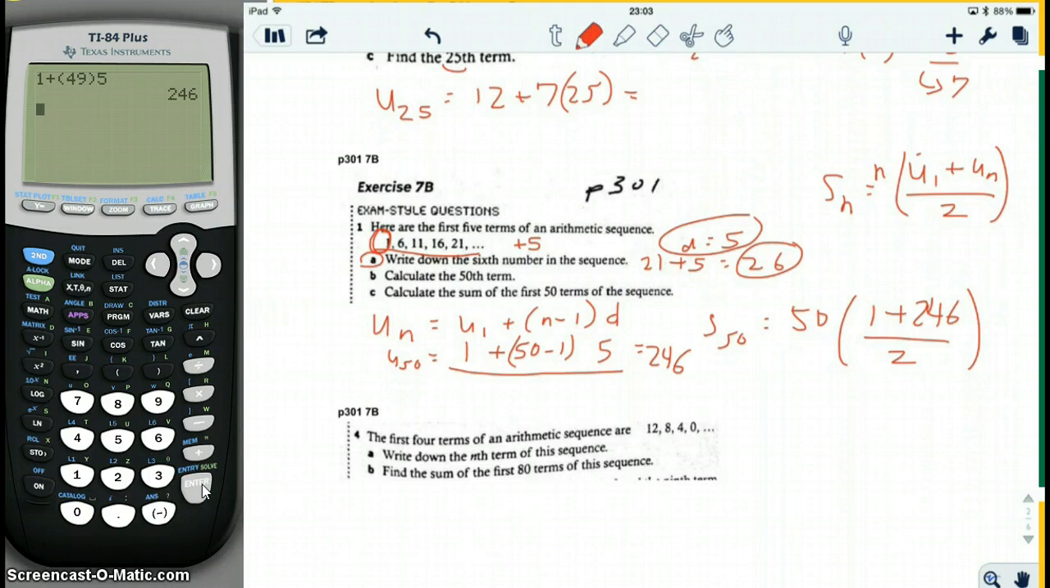Okay, so our answer is 50 times 1 plus 246 divided by 2. Okay?